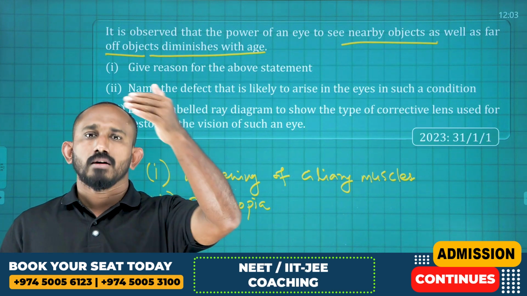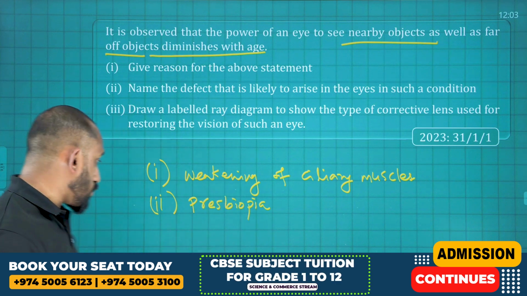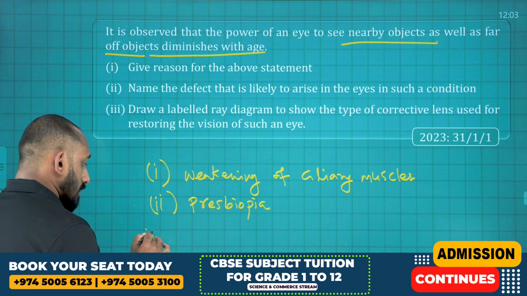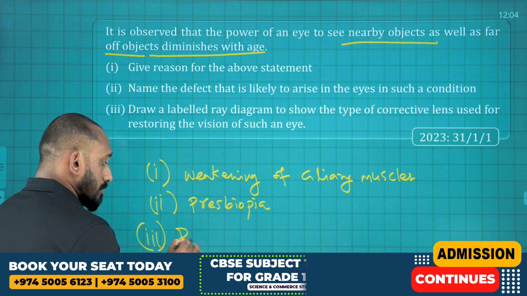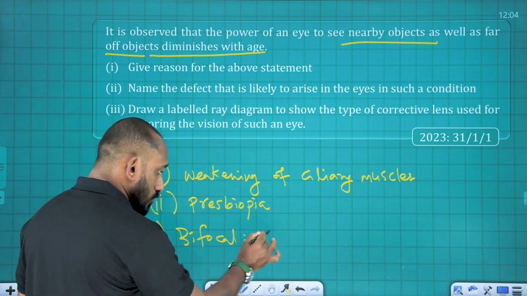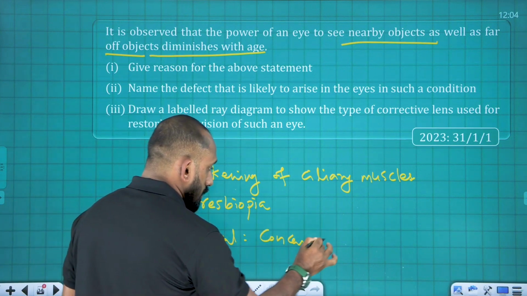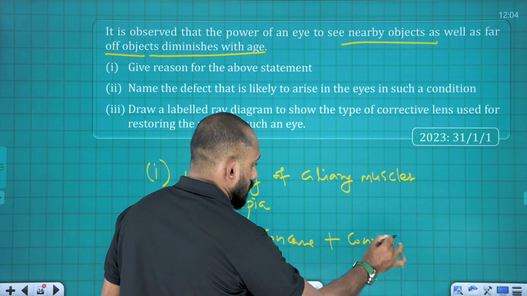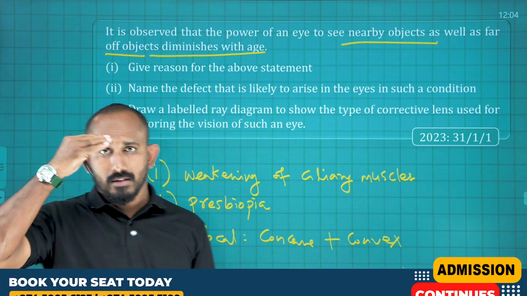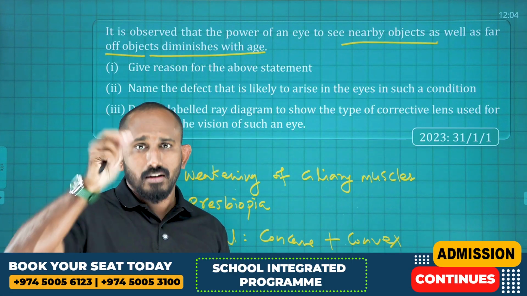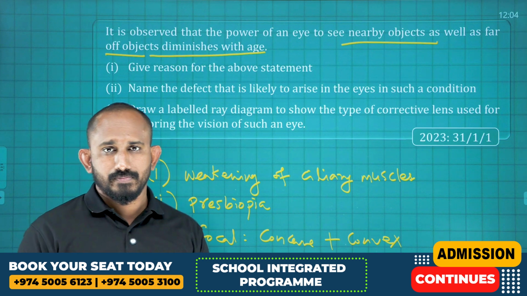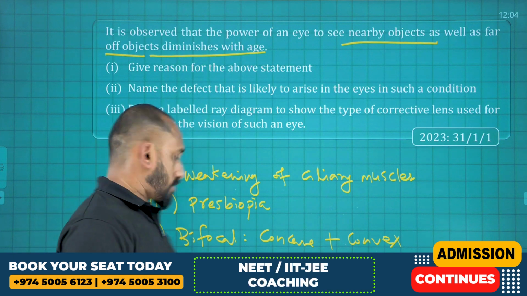For clear distant vision, which lens is used? Bifocal lenses are there. So what does bifocal mean? Both concave and convex. So those specs have both parts. The upper part will be concave, the lower part will be convex. Let's see the next question.